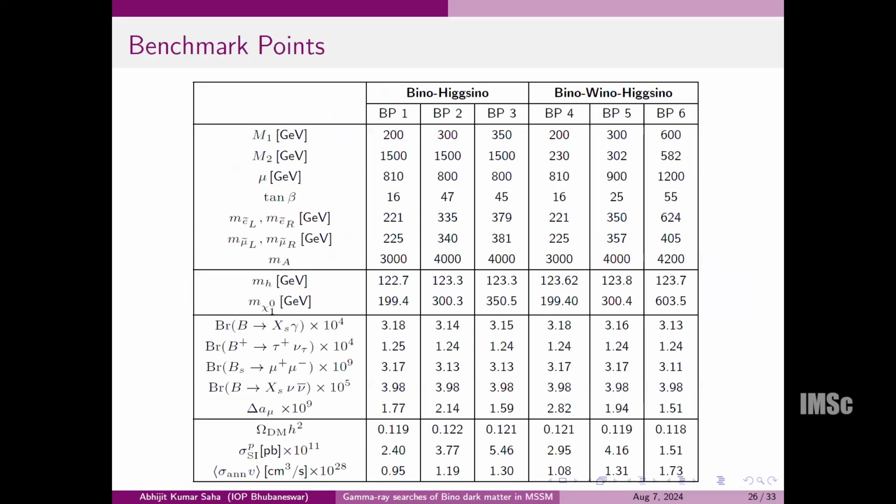In the table, I have listed the direct detection cross-sections. How close is it to the limit? It is like two orders of magnitude smaller than the limit, but still above the neutrino floor.